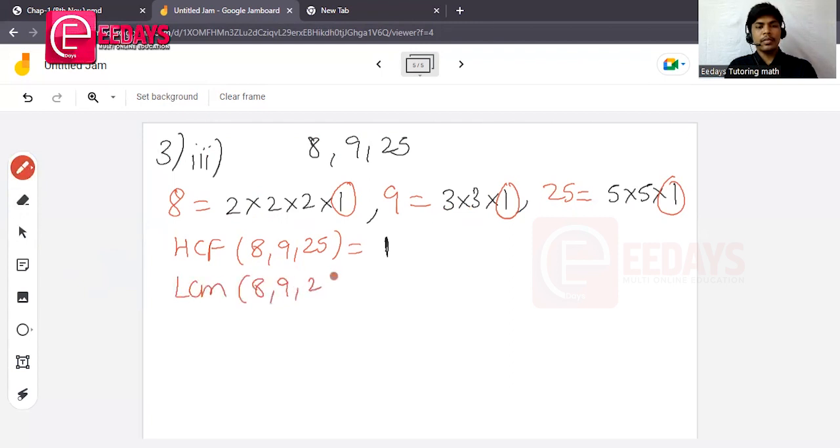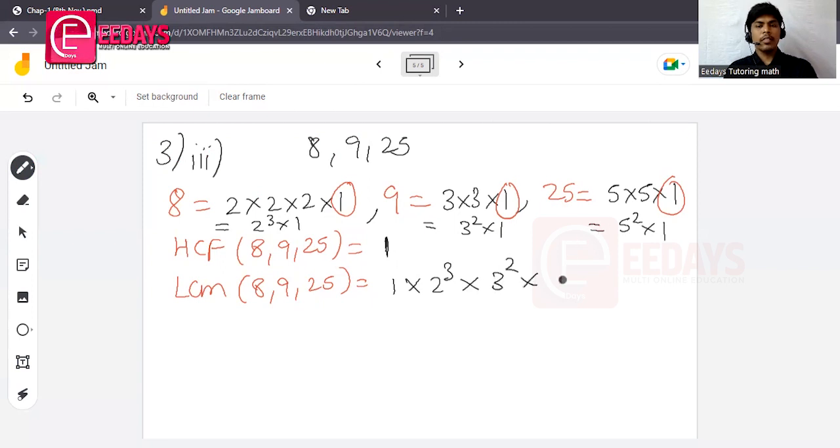of 8, 9, 25. In this type of question, you just take the highest power. I didn't write anything here: 2 cube into 1, here 3 square into 1, 5 square into 1. Now write the factors: first 1, and for 2, only 2 cube is the greatest power. For 3, only 3 square is the greatest power. For 5, 5 square is the greatest power. 1 we ignore. 2 cube is nothing but 8.